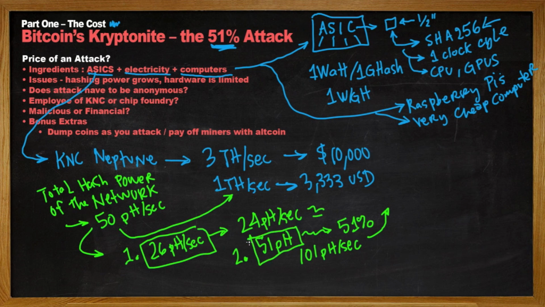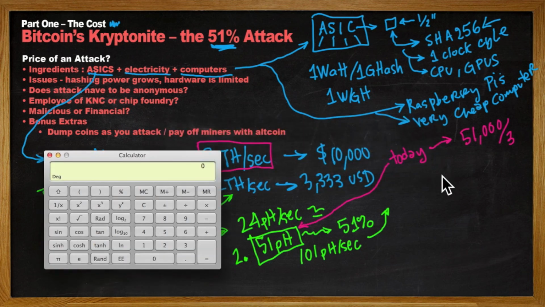And so to calculate our 51% attack for today, let's calculate using the higher number. Let's add on to the network 51 petahashes today and figure out how much that's going to cost. So the first thing we're going to want to do is figure out how many of these KnC miners, these 3 terahash per second, that we're going to have to buy to get 51 petahashes. Well, that's pretty easy. We take 51,000 and we divide by 3. Remember, a petahash is 1,000 times a terahash, so this is the calculation we'll need.